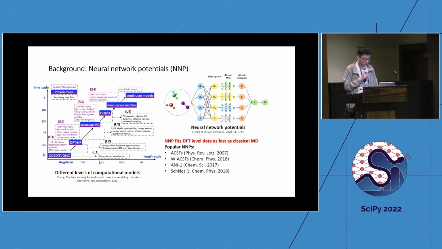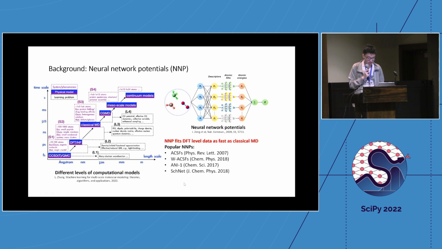There are different levels of computational models, and here is DFT level. It is accurate but very slow. And classical MD is fast but not accurate. And so neural network potentials came out. In 2007, the first neural network potential was proposed, and it fits DFT level data as fast as classical molecular dynamics.